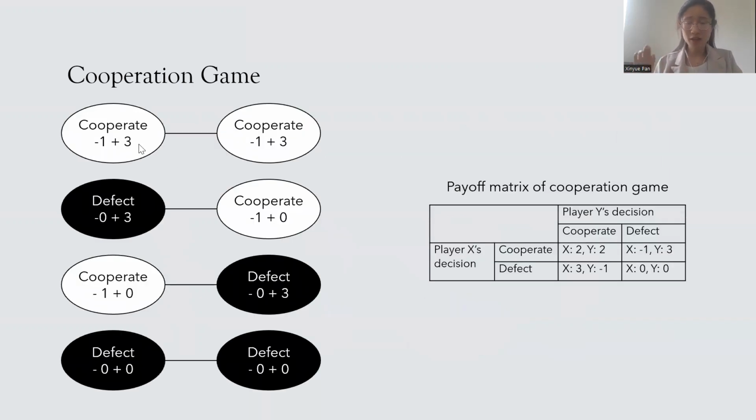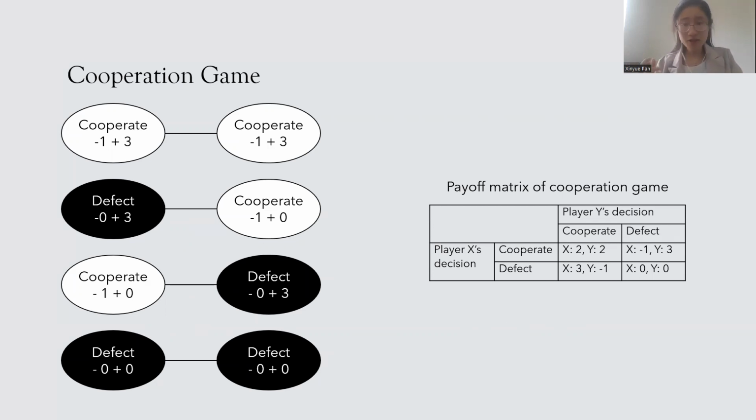And now let's imagine that we have a pair of agents, and they make such decisions at the same time. There will be 4 kinds of different combinations. And if we add the numbers together and put them in a matrix, this becomes the famous payoff matrix of a cooperation game, aka the prisoner's dilemma. And this is how we use such a payoff matrix to represent a social interaction with a cooperation nature.